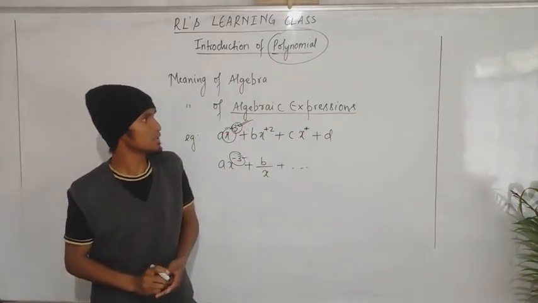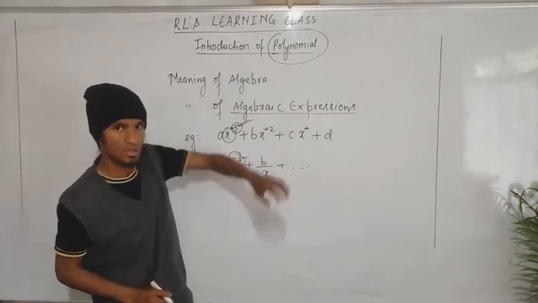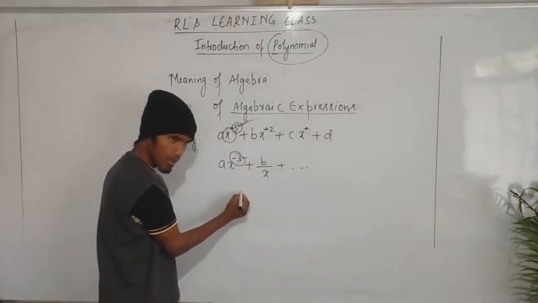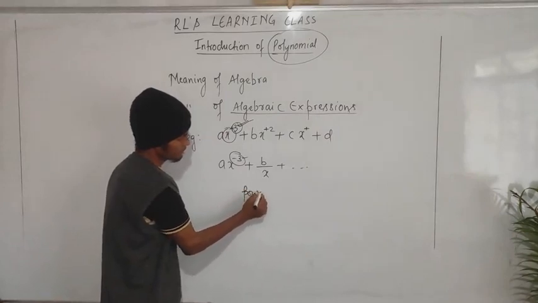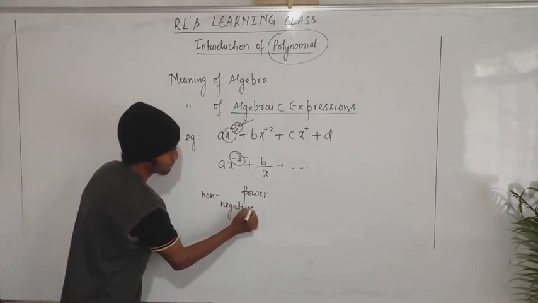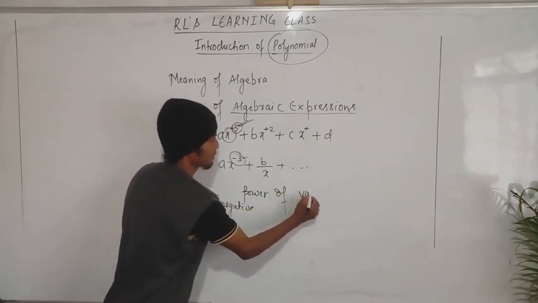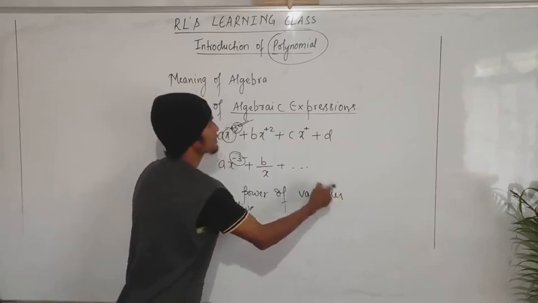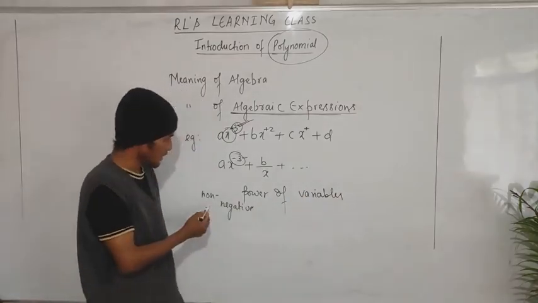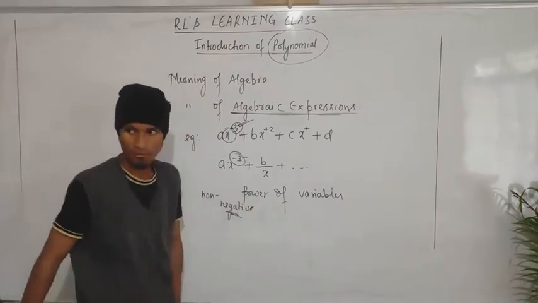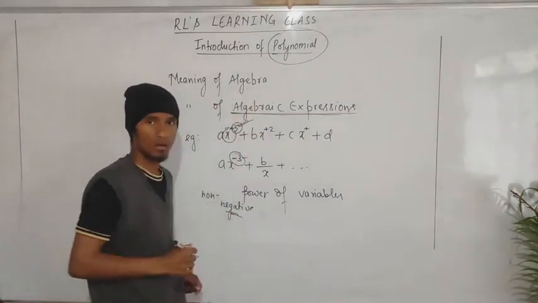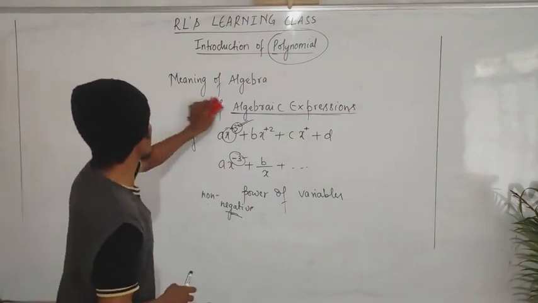The polynomial is the study of algebraic expressions only for non-negative powers of variables. That will be the polynomial. Polynomial means the study of algebraic expressions only for non-negative powers of variables. If the power of the variable is negative, then it is no more a polynomial. Okay, let's look at the definition of polynomial.